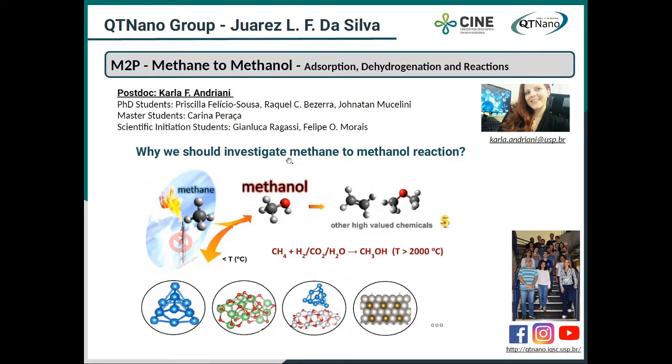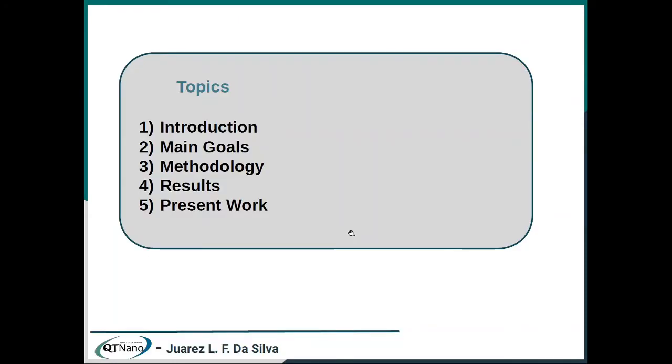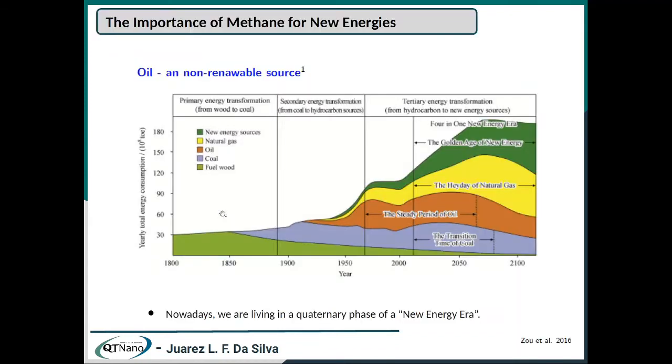In this short presentation, I will try to address why we should investigate methane to methanol reactions. The presentation is divided as follows: a brief introduction about the problem, in particular why we should use natural gas as a source of methane, our main goals, the methodology used in this work, some results, and our present work.